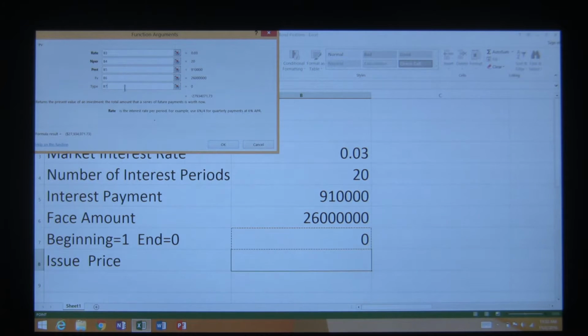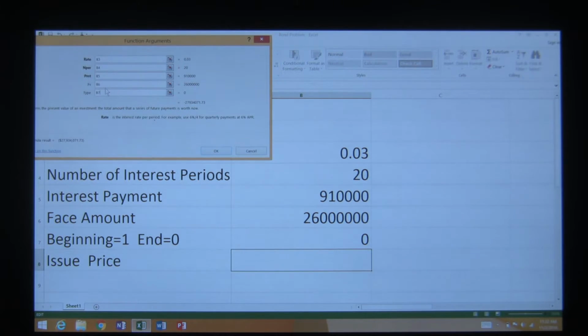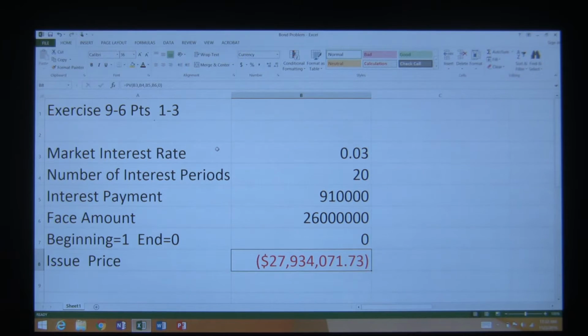I don't know if it's going to take that as a cell address. So I'm just going to type in the 0 just to be safe. Say OK. And the 6% bonds and a 7% market will sell for $27,934,071.